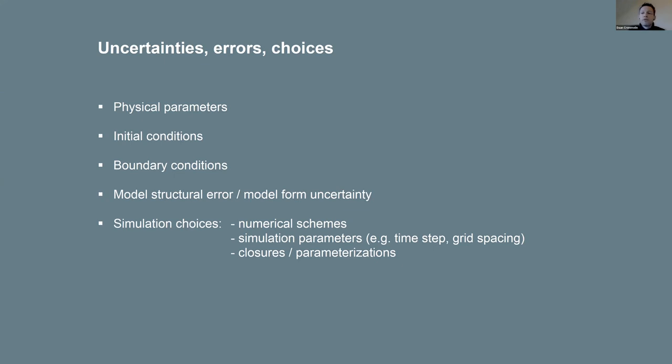Choices of what numerical scheme to use, for instance for numerical discretization, spatial discretization, for time stepping. Related to that are choices of simulation parameters like the time step, if you use a running time, the grid spacing, and so on. And then finally, there's a range of closures or parameterizations that have been developed and that you can choose from. And of course, which one to choose is not always obvious. And of course, that relates to the remark above about the model form uncertainty. So what closure to pick? Is it the right form? Is there still uncertainty there? These are of course related questions.